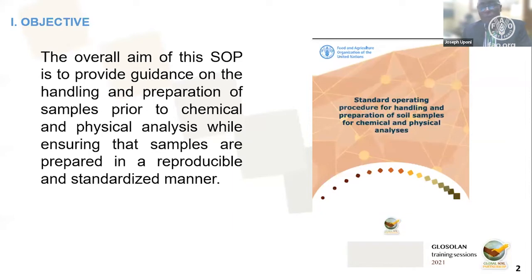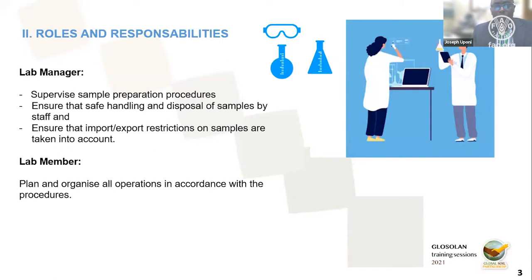The overall aim of the SOP is to provide guidance on the handling and preparation of samples prior to chemical and physical analysis, while ensuring that the samples are prepared in a reproducible and standardized manner. There are minor variations from place to place, but thanks to GLOSOLAN that is helping us to harmonize so that we are sure we are all using the same procedures.